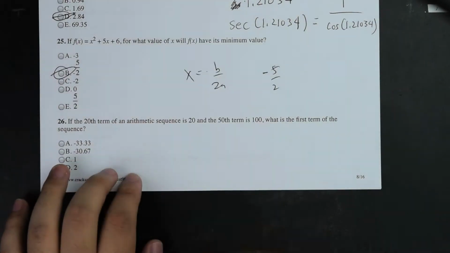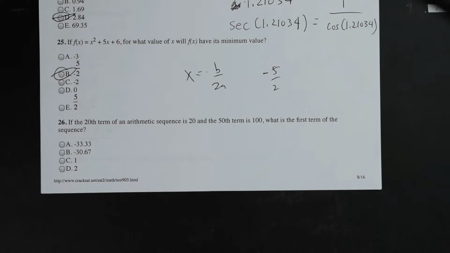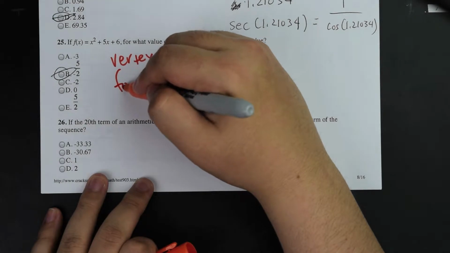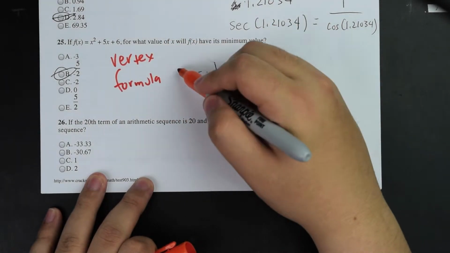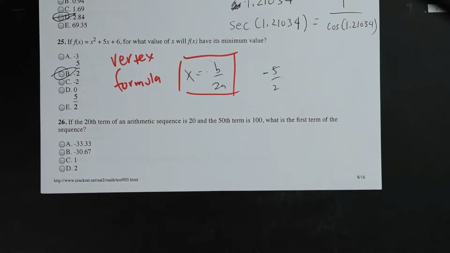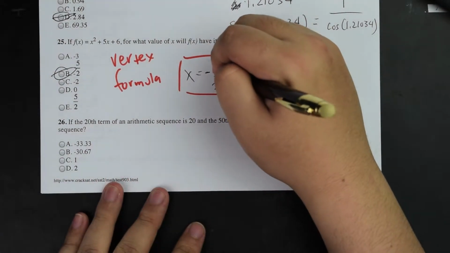Okay, so number 25, my final answer is B. For this question, the easiest way to do it is to remember the vertex formula, which I presented right here when I was solving out the question: x equals negative b over 2a. So I'm going to write that a little more clearly.